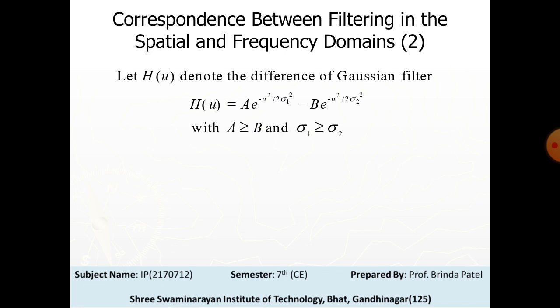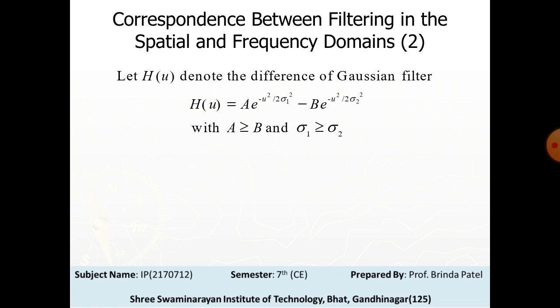So now more complex filters can be constructed using basic Gaussian functions. For example, we can construct the high pass filter as a difference of Gaussians. So here H(u) is equal to A e raised to minus u square upon 2 sigma square 1, minus B into e raised to minus u square upon 2 sigma square 2, with A greater than or equal to B and sigma 1 greater than or equal to sigma 2.